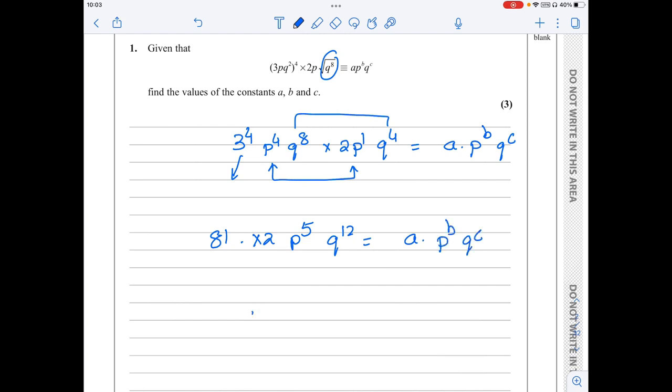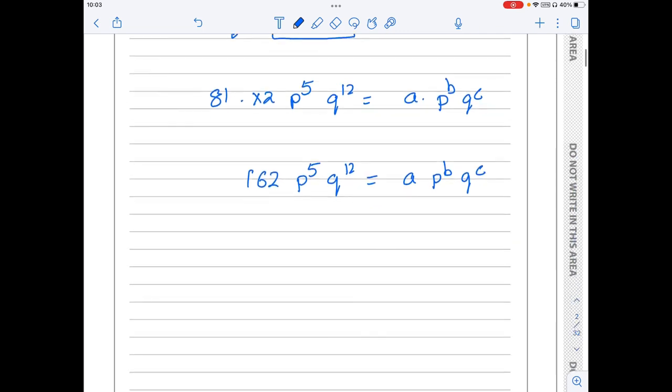So 81 times 2 is 162. 162 p power 5 q power 12 equals A times p power B q power C. This gives me the value of A as 162, B as 5 and C as 12. That's going to be the answer.